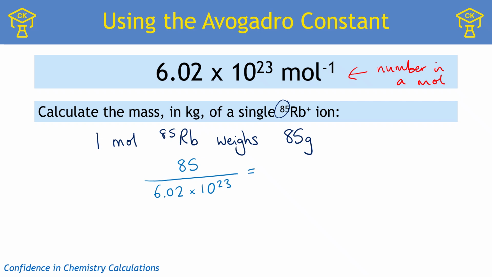And that's going to give me 1.41 times 10 to the minus 22, but we need to be careful because that answer is in grams, because our relative atomic mass is expressed as the mass of 1 mole in grams. And so to get it into kilograms, I just need to divide by 1,000, and that gives me 1.41 times 10 to the minus 25.